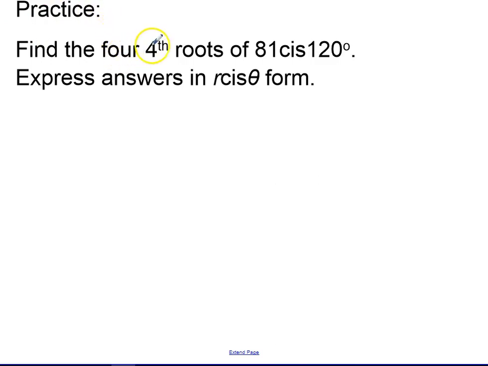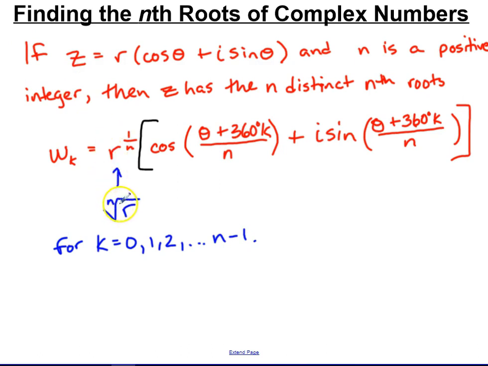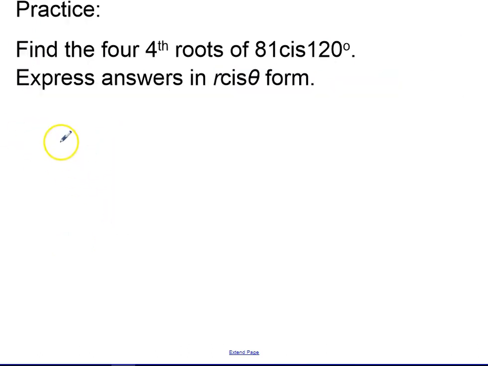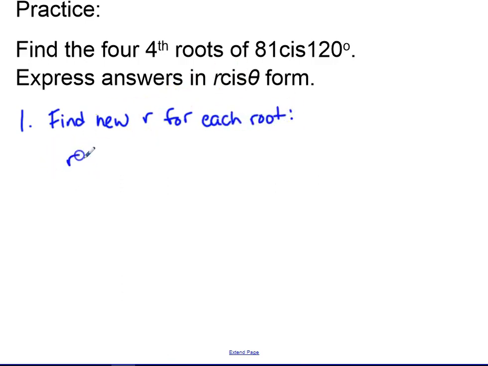For our fourth roots of 81 cis 120, what we're going to do is, first off, take the fourth root of the r, because that's what we saw right here. We said we're going to take the nth root of r. Okay, so that's part one here. Find the new r for each root. Again, the r is going to be found by the fourth root.